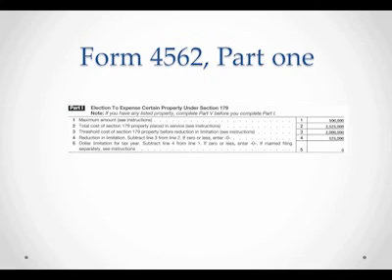So here is our 4562 part 1. And you can see that I only left in 5 lines, because if you get to 0 on line 5, that means that you are mathematically incapable of expensing because you have placed too much in service during the year and your $500,000 has been completely phased out.